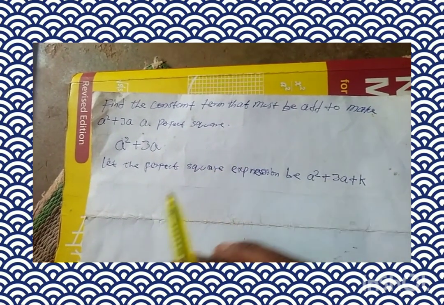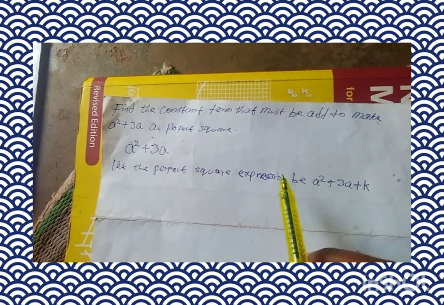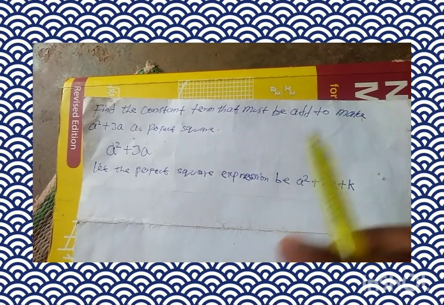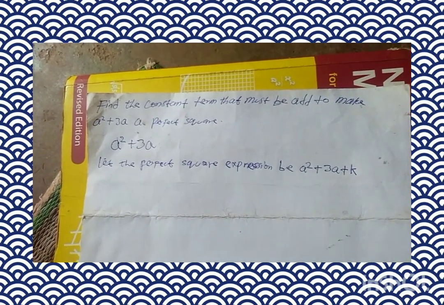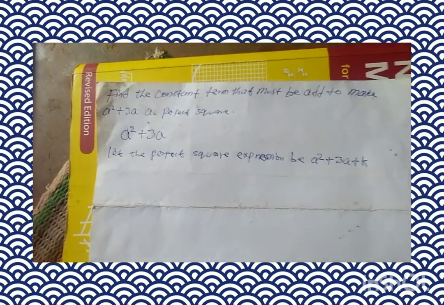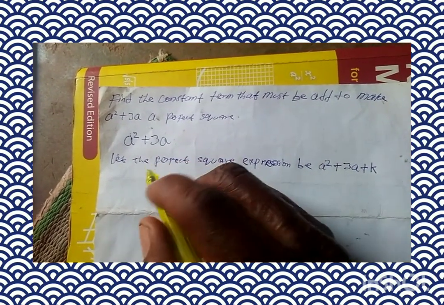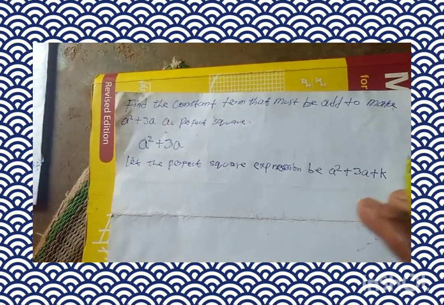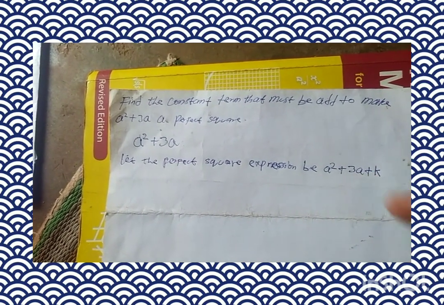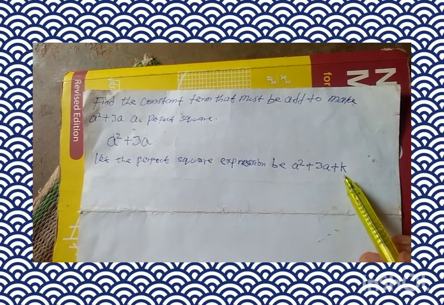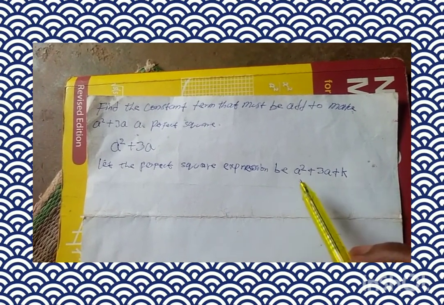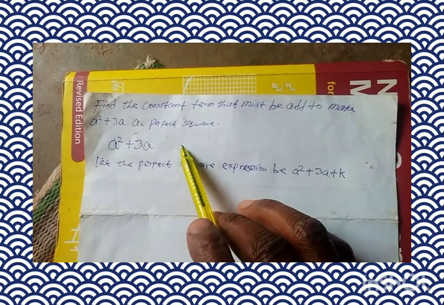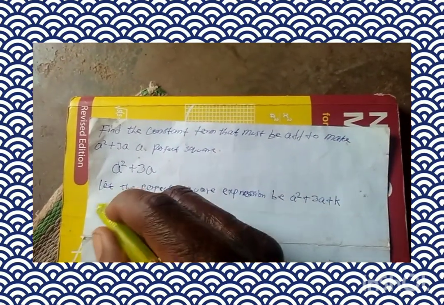Now, as you can see, we have a squared plus 3a plus k as the perfect square expression. So k is the constant term that must be added to make a squared plus 3a a perfect square.